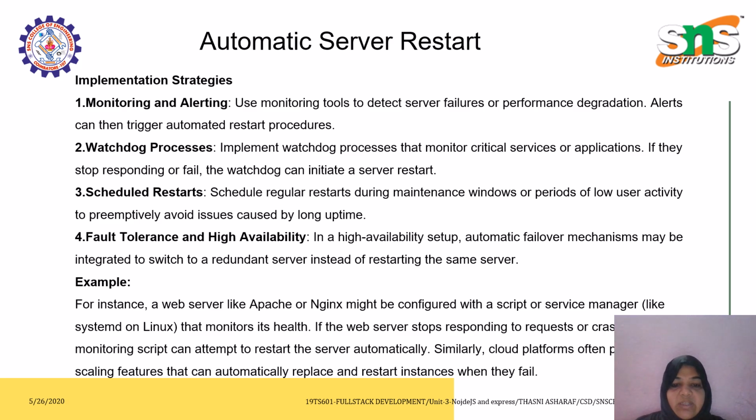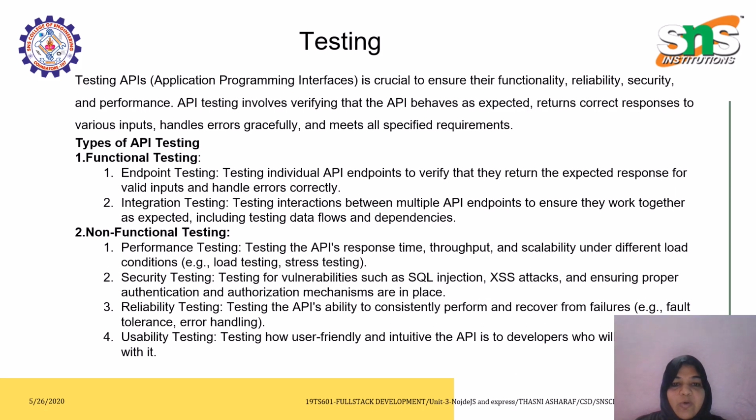Next one is fault tolerance. In a high availability setup, an automatic failover mechanism may be integrated to switch to a redundant server instead of restarting the same server. For instance, a web server like Apache or Nginx might be configured with a script or service manager that is monitoring. And next one is testing.